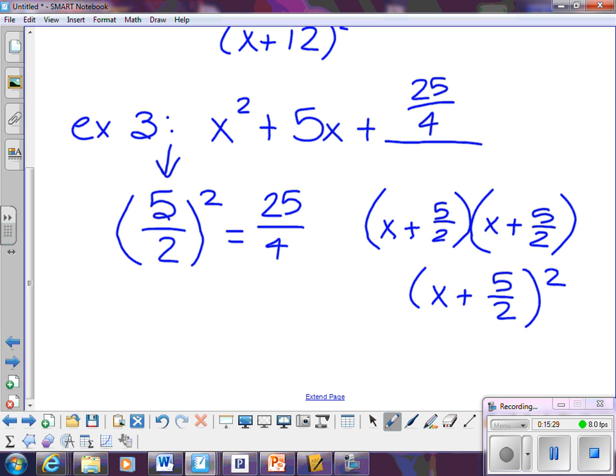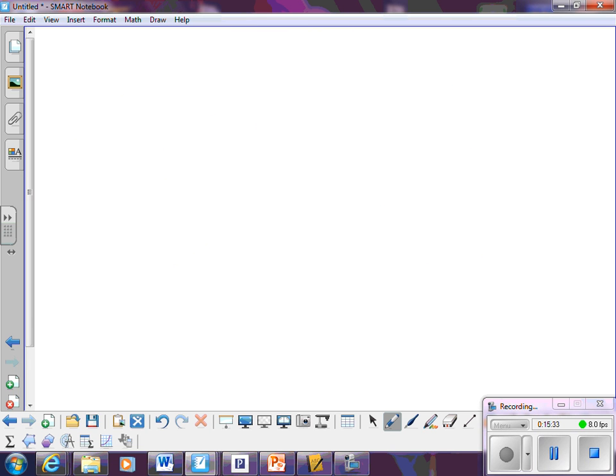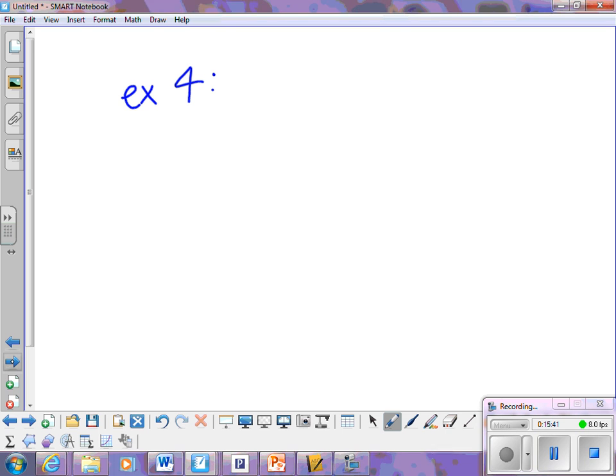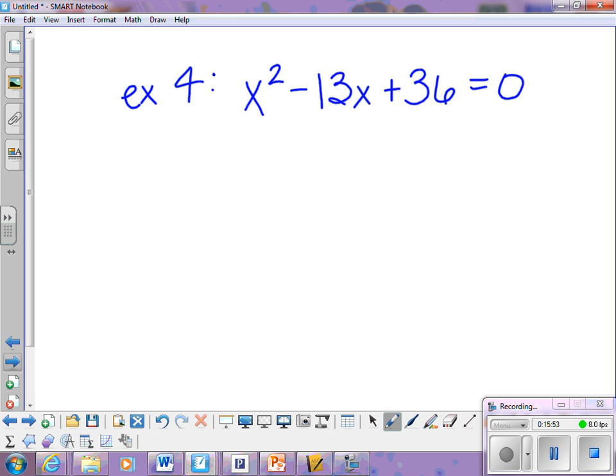All right. So now I'm actually going to start talking about completing the square, okay? Yeah, that's not completing the square. That's just making a trinomial into a perfect square. Okay? The example I want to do, x squared minus 13x plus 36 equals 0.